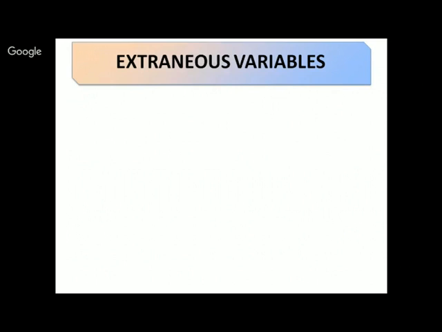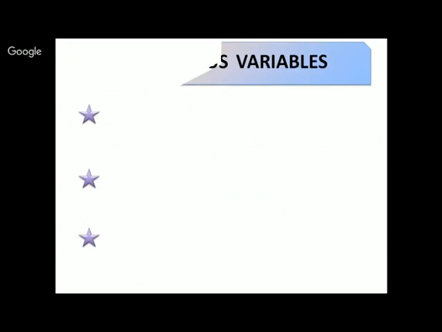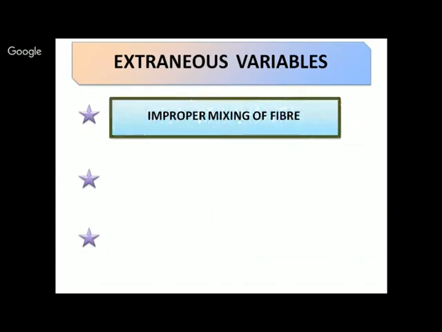Third and the most important are the extraneous variables. Extraneous variables are undesirable variables that influence the relationship between the variables that an experiment is examining. The influence of these variables on the outcome of an experiment is not of any interest otherwise, but they affect the main dependent variables. So in this study, these are the extraneous variables. First, improper mixing of fiber. If the fiber is not mixed properly in soil, there can be accumulation of fiber at one end of the soil sample, very high, whereas some portion of the sample might be deprived of fiber.